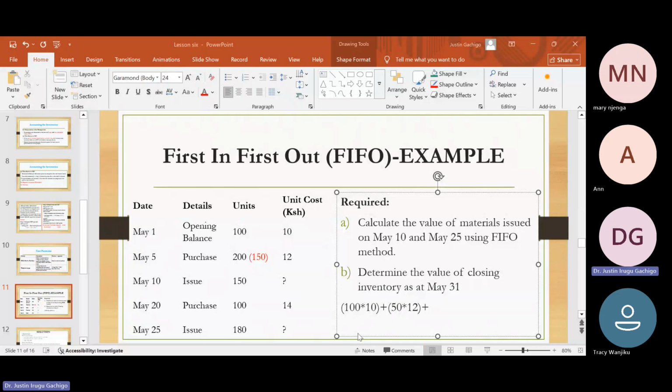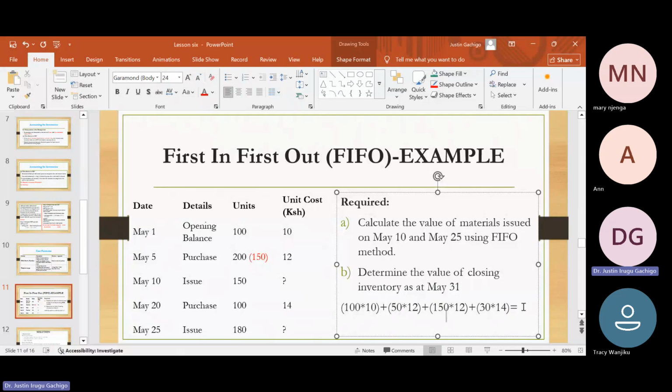Maybe tell us how are you going to issue that one? And do you have something on how you are going to issue that one? The first 150 we issue at 12, and then the rest at 12. Then 30, the rest is at 14. 30 at 14. Yes. So that's how we are going to issue that, and then you just get the answer.